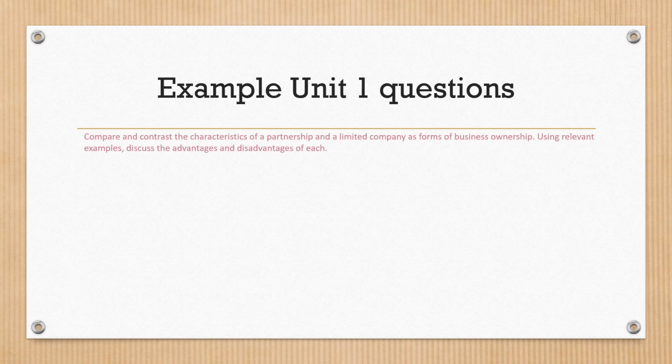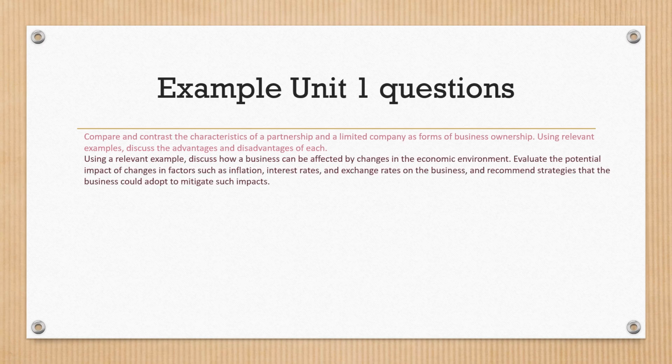Compare and contrast the characteristics of a partnership and limited company as forms of business ownership. Using relevant examples, discuss the advantages and disadvantages of each. That's quite a good question, probably quite a common one for Unit 1. So we'll look at another one.